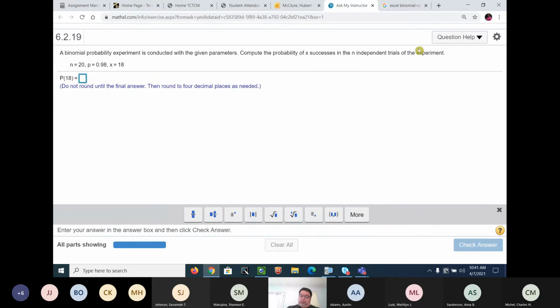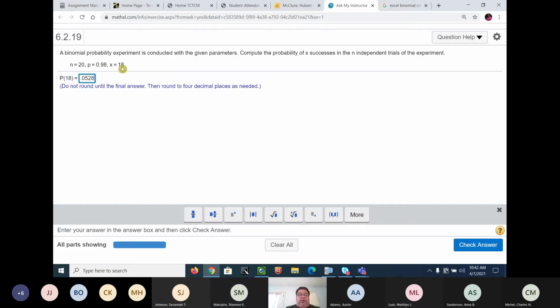So you got a 5% chance, 0.05. Let me put this in context. You got 20 flights, 20 airplanes, 20 flights that come in with a 98% chance of being on time. What is the probability that the 18th flight will be on time? 5% chance. And that's what that basically means.